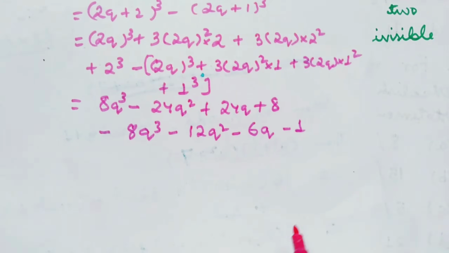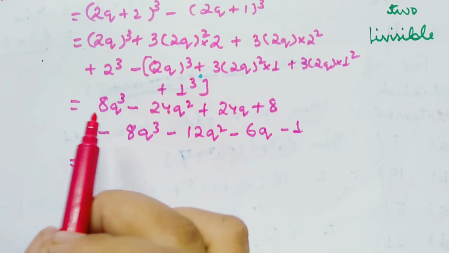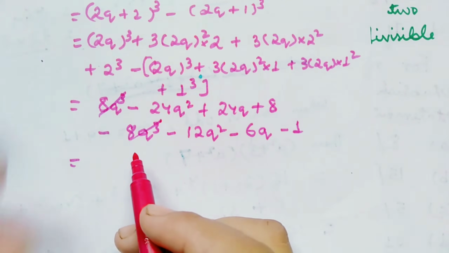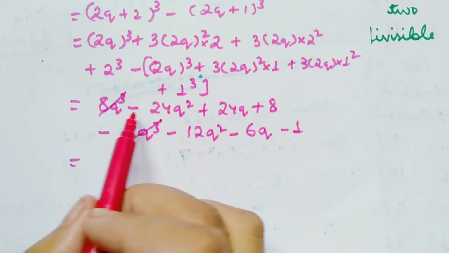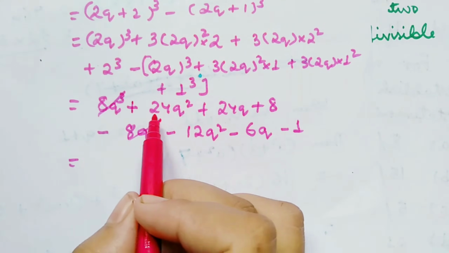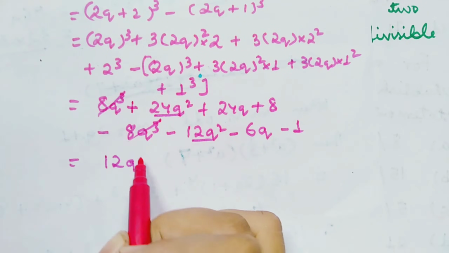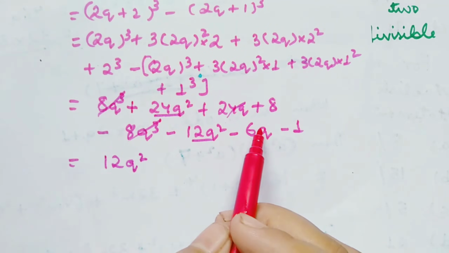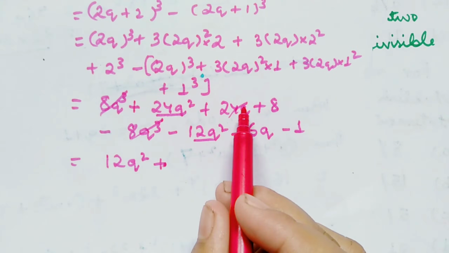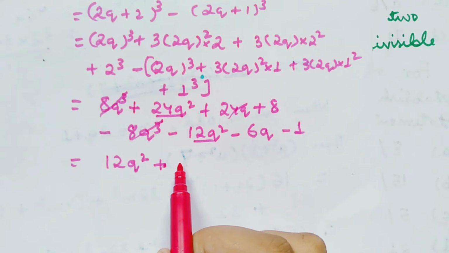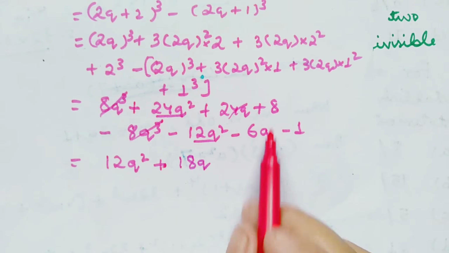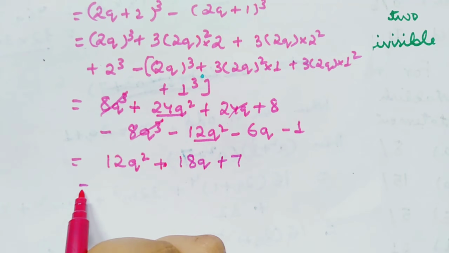Okay, so this one gets cancelled with this. Okay, wait a minute. Here it should be plus. I made a mistake. So this with this we have 12q squared. This with this we have plus 24q with minus 6q, we have 18q, and then plus 8 with minus 1 we have 7.